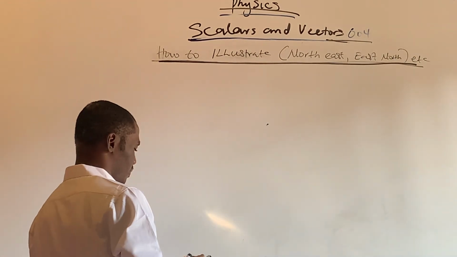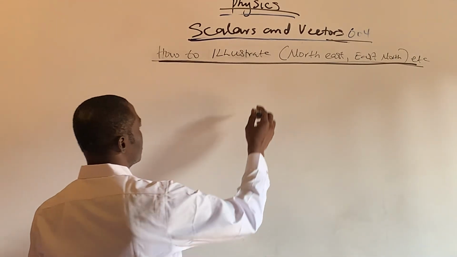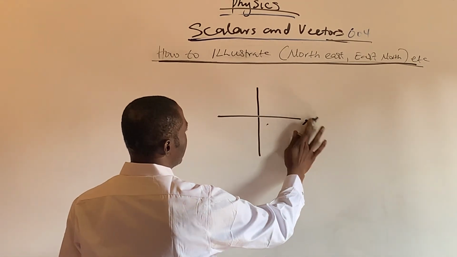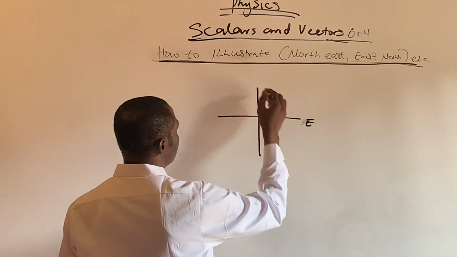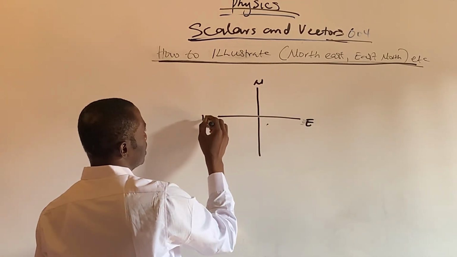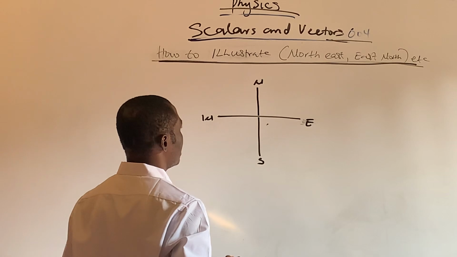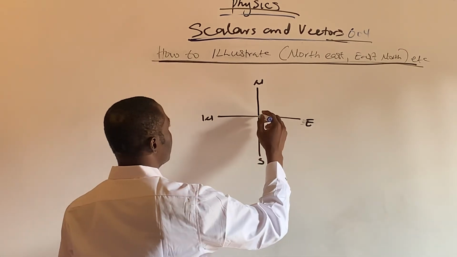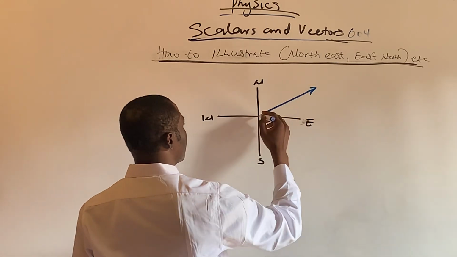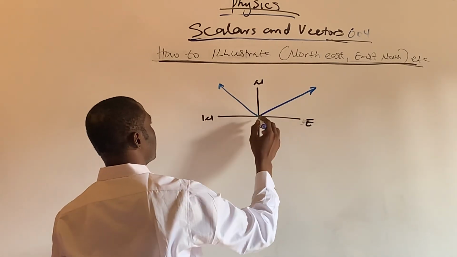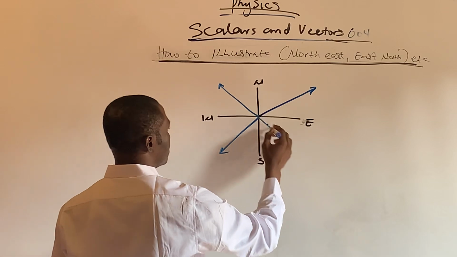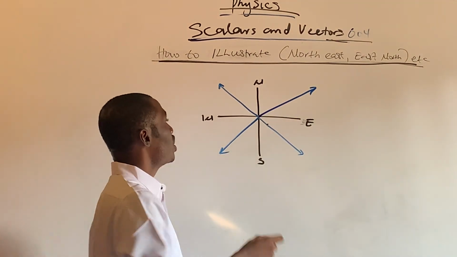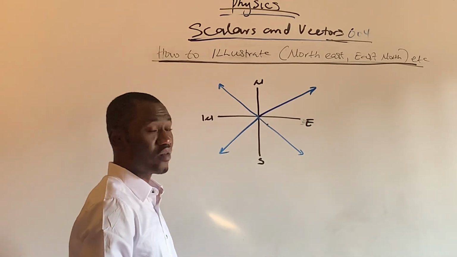Now, let's look at the coordinate system. This is the north. Sorry for that. This is the east. This is the north. This is the west. This is the south. Now, this is the angle of inclination. Let's use this angle, so this angle and this angle. Of course, all the vectors that you have will travel in either of these angles.